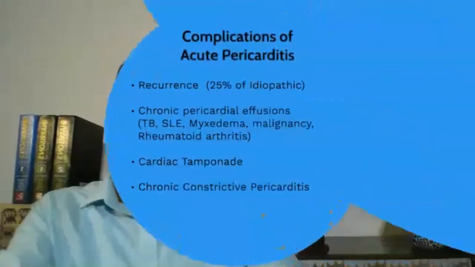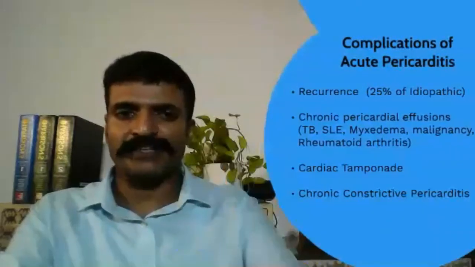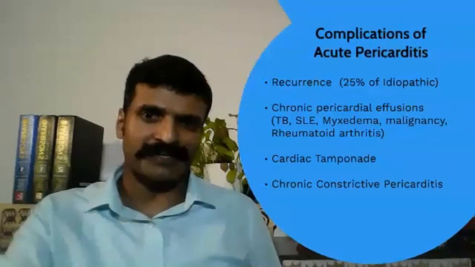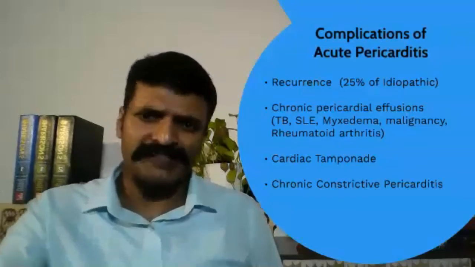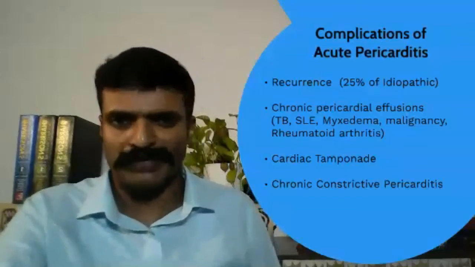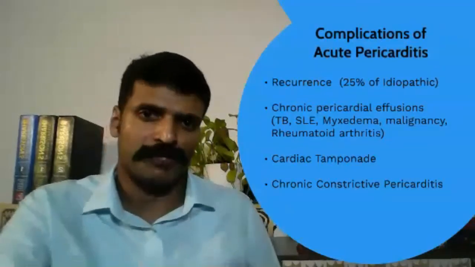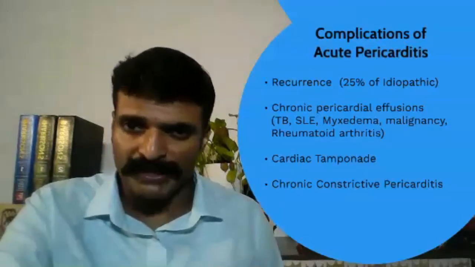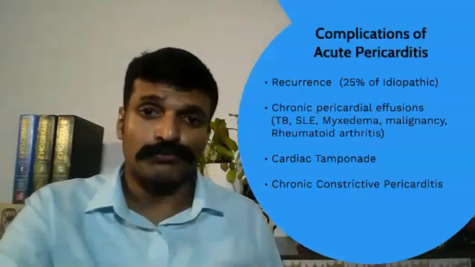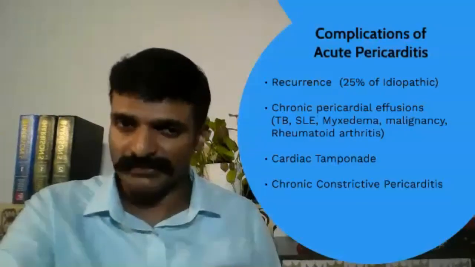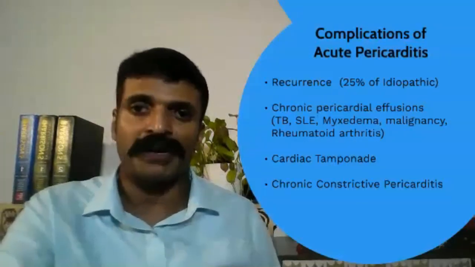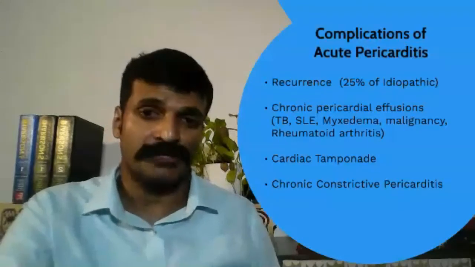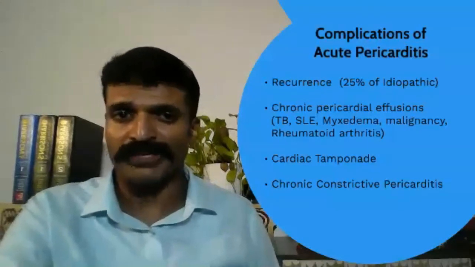Okay? The complications of pericarditis include recurrence. One fourth of patients who have pericarditis, especially idiopathic pericarditis, keep having recurrent bouts of pericarditis. So it's a real nuisance for many of these patients. It can become chronic pericardial effusion. Okay? So, we are talking about tuberculosis as a very common cause of chronic pericardial effusion, myxedema, malignancies, sometimes even autoimmune conditions like lupus, rheumatoid arthritis.